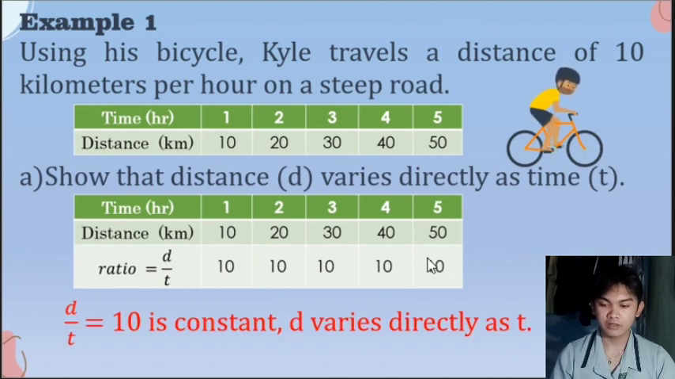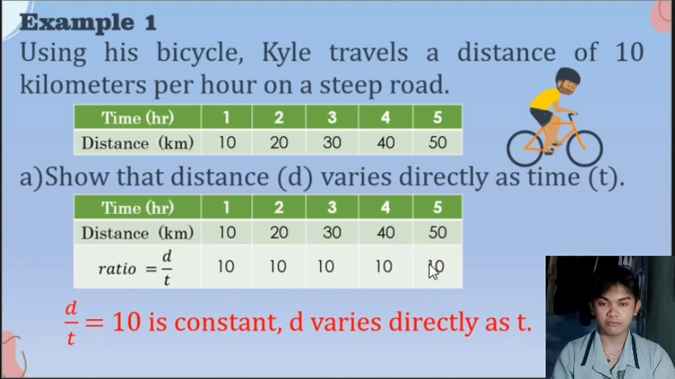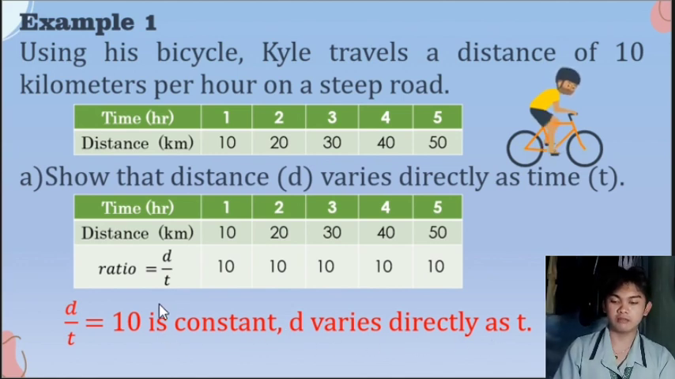Okay, so as you can notice, d over t is equal to 10, which is constant. When we say constant, it is not changing. So for the first value, we get the ratio 10. For the second, 10, for the third, 10, for the fourth, 10, and for the fifth, it is also 10. Therefore, d varies directly as t. So don't forget that the value of our k, or the constant, is 10.